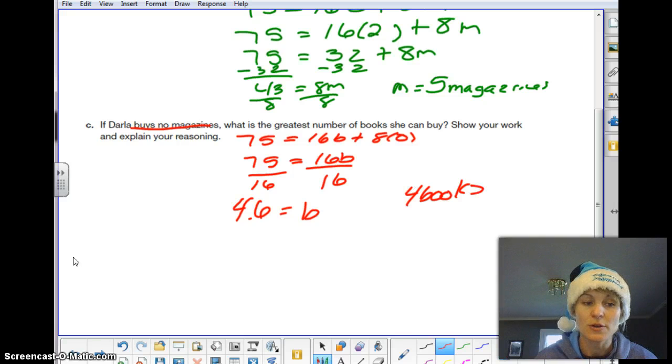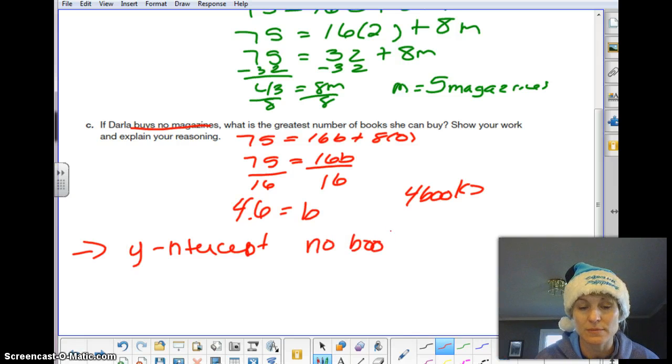All right, so now for you, since this was the x-intercept, I want you to find the y-intercept, which would be when there are no books to buy, but you want to buy magazines. And then we will discuss tomorrow.